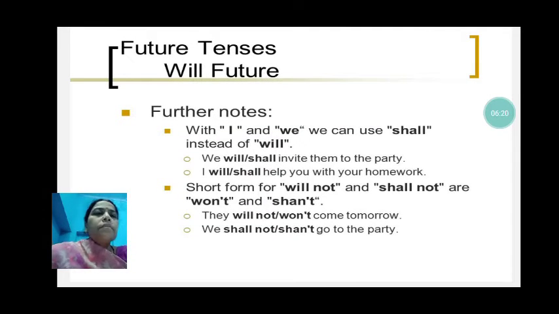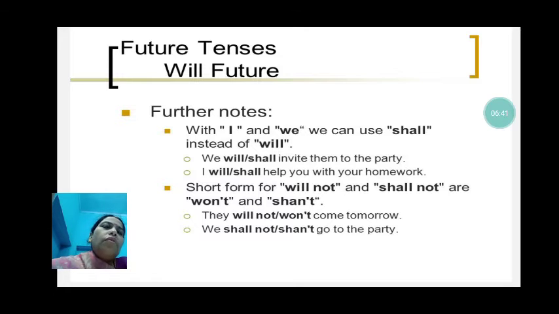Now see, further notes. With I and we, we can use shall instead of will. So with I and we, we can use shall instead of will. So we will also, we can say we shall also. Invite them to the party. I will or I shall help you with your homework.